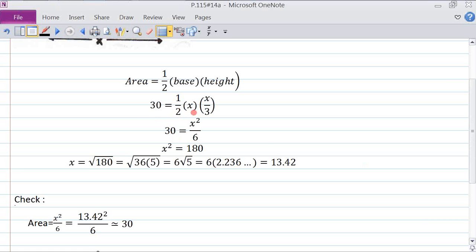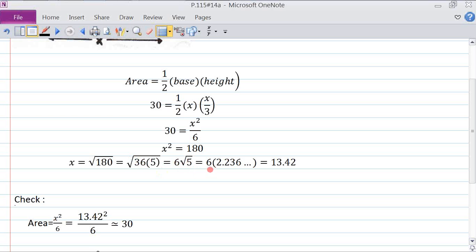And so 2 times 3 gives me 6. X times x gives me x squared. If I multiply this by 6 and this by 6, I get x squared equals 180. So x equals the square root of 180. 36 times 5, which equals 6 times root 5, because the square root of 36 is 6. If I take that out of the root sign, this is 6 squared. Take it out, I get 6.